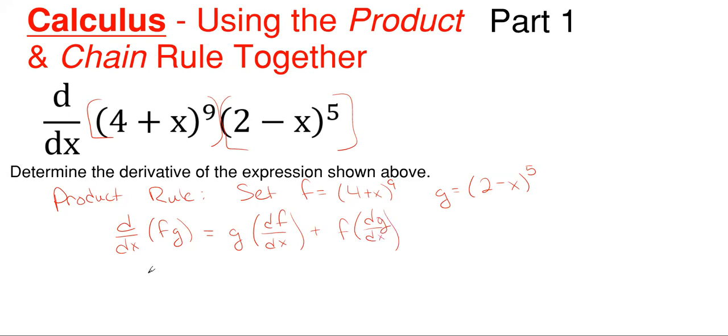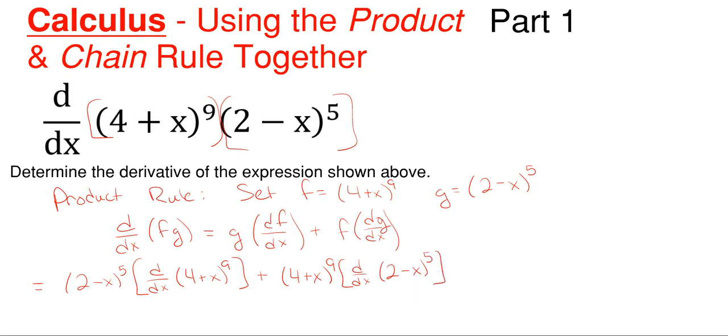These are not so terrible to figure out, because we'll have to use the chain rule to figure out these individual derivatives. Writing all of this out, we would have g, which is 2 minus x to the power of 5, multiplied by the derivative with respect to x of our f, which we set as 4 plus x to the power of 9, and then plus our f, which is 4 plus x to the power of 9, times the derivative with respect to x of g, which is 2 minus x to the fifth.